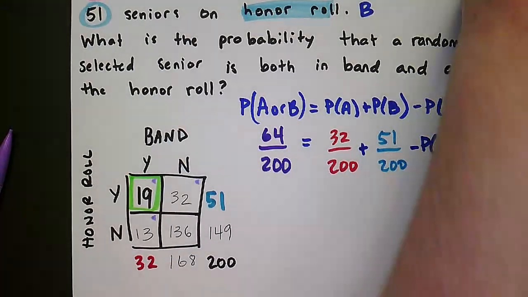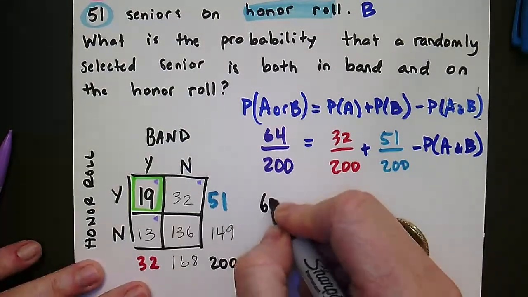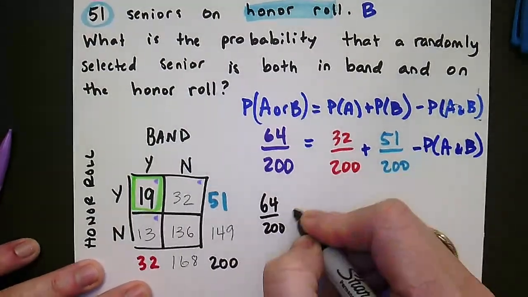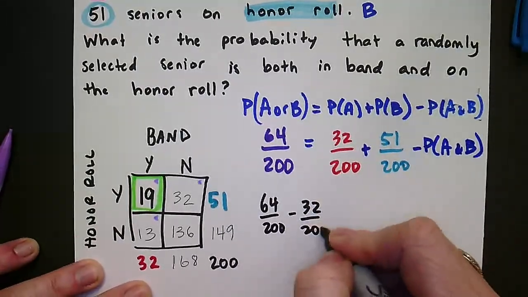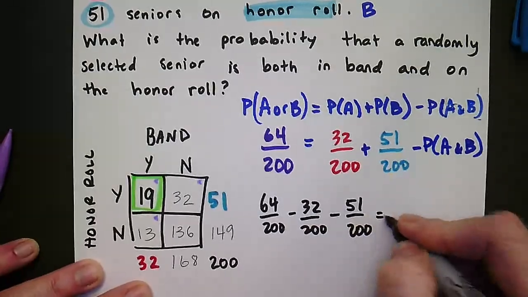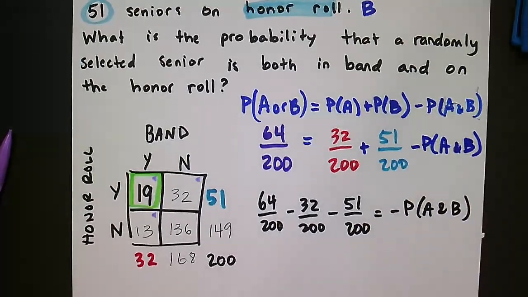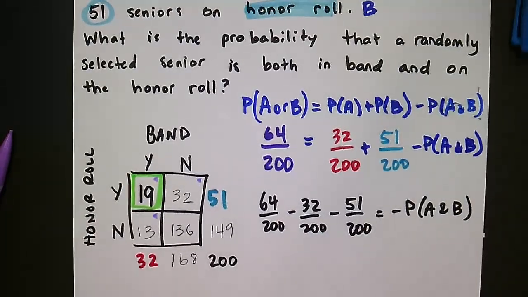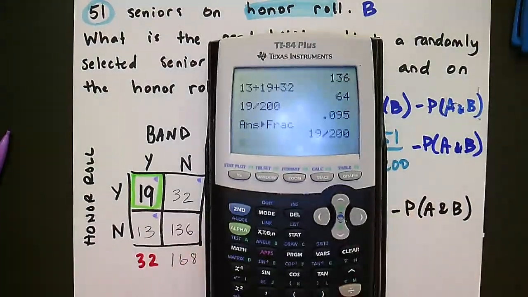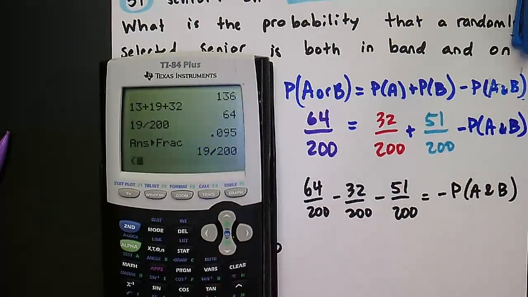So to solve this, what I got to do is move these guys over to the other side. I'm going to subtract 32 over 200. And I'm going to subtract 51 over 200. And that's going to equal minus probability of A and B. And this is negative here, but this should give me a negative fraction. So let's do that here. Let me set it where we can see both. I'm going to do this into the calculator.